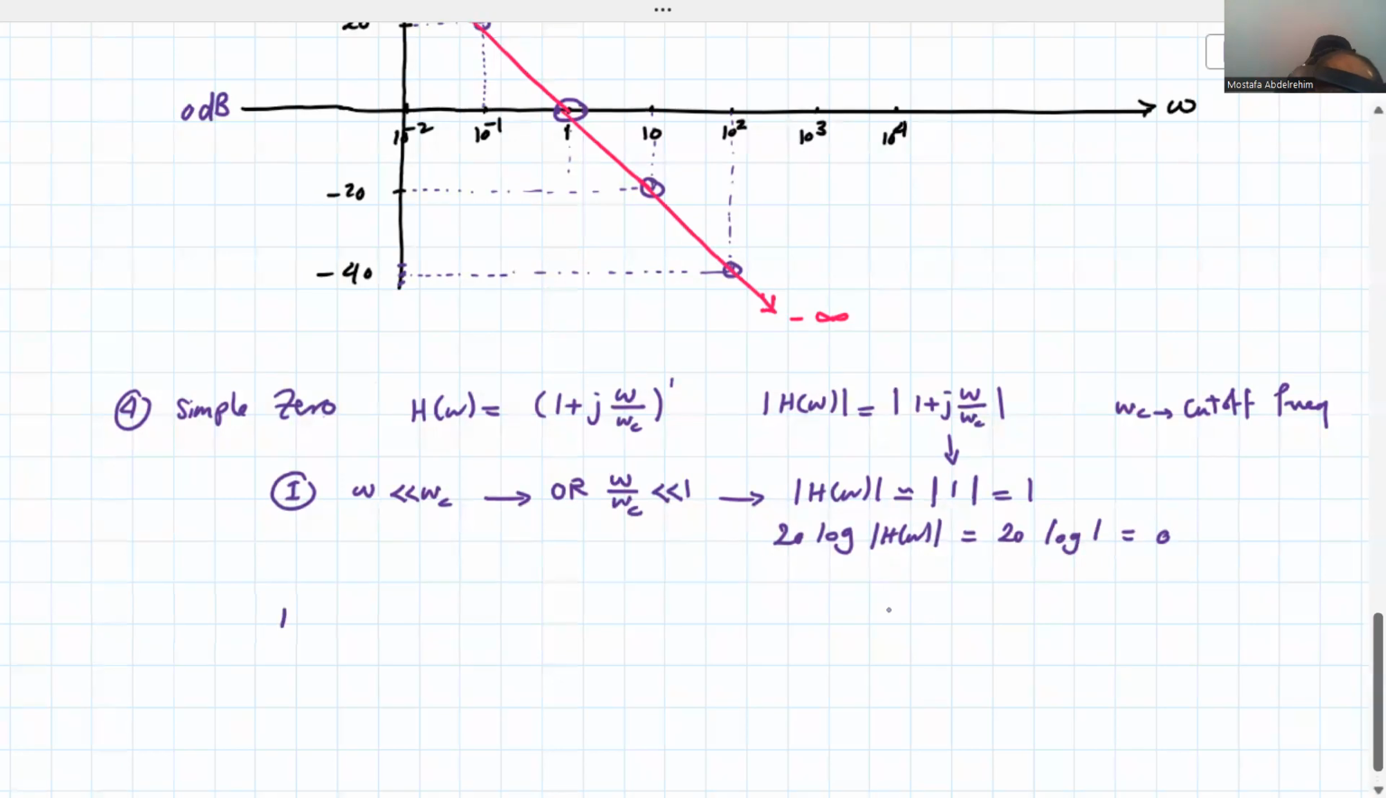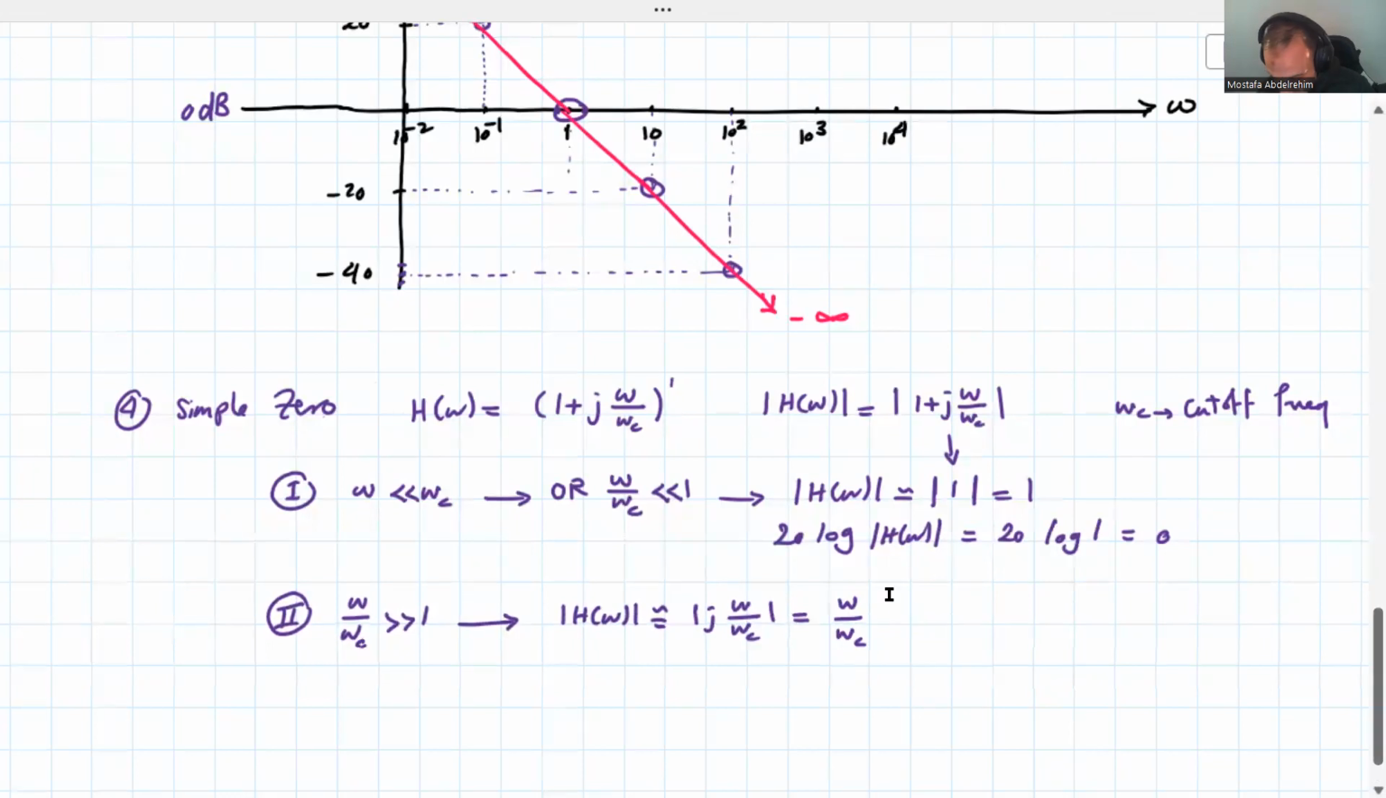So number 2, the opposite now. If omega divided by omega c is much larger than 1, what's going to happen? Now we're going to neglect the 1. So the magnitude of h of omega is approximately j omega divided by omega c. We're gonna neglect the 1 now. That is equal to omega divided by omega c.